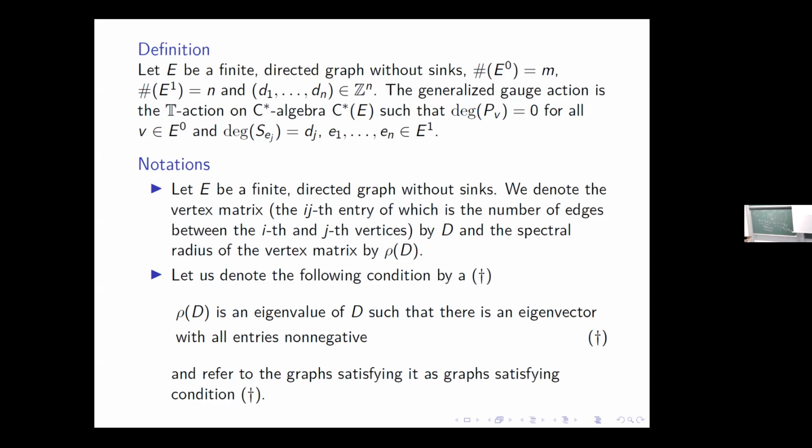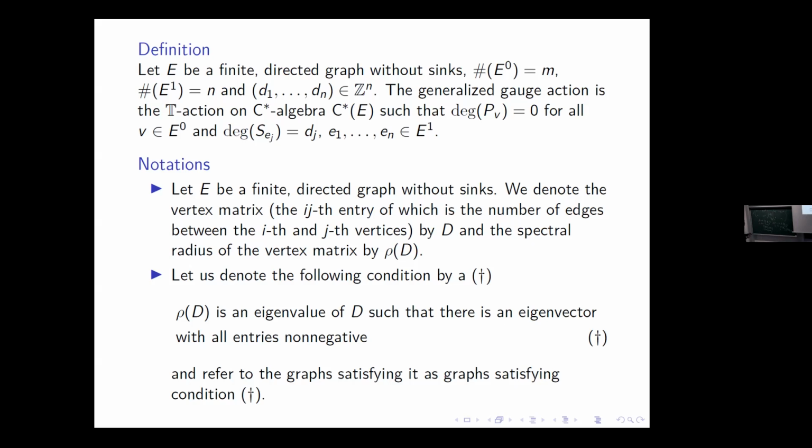We need a few notations. So E is a finite directed graph without sinks. There is a vertex matrix where the ijth entry is the number of edges between the ith and jth vertices. It is denoted by D, and the spectral radius of the vertex matrix is denoted by rho D. And we again choose a subclass of the graphs. The graphs are called graphs satisfying condition dagger, which is the following. The spectral radius rho D is an eigenvalue of the matrix D, such that there is an eigenvector with all entries non-negative.